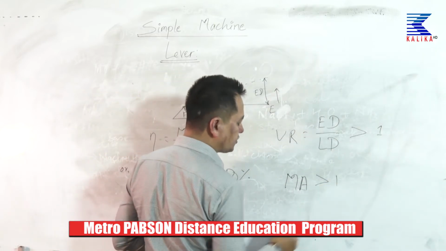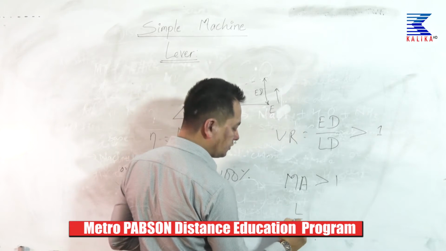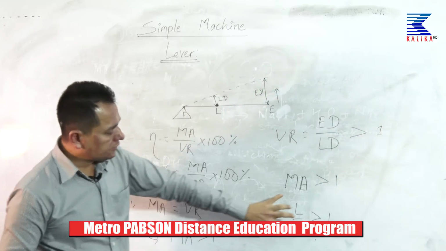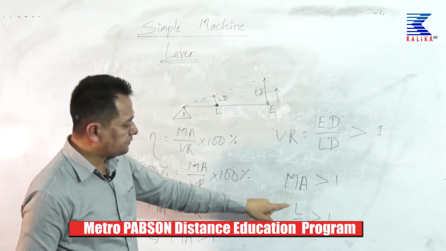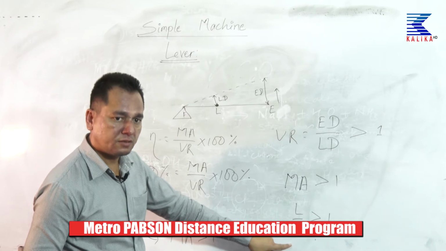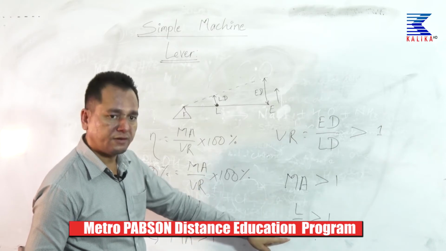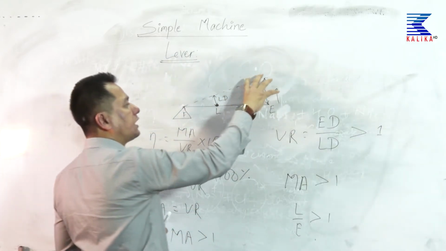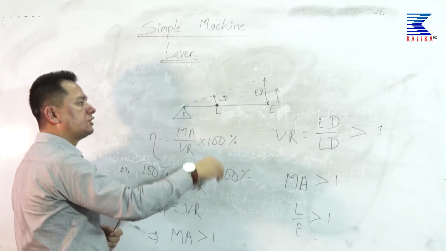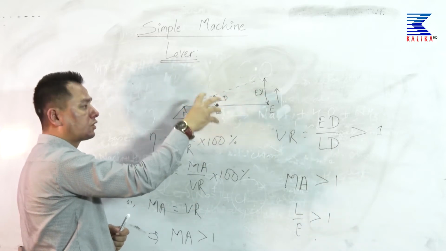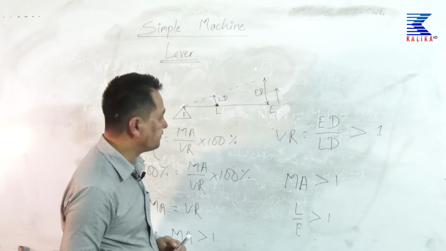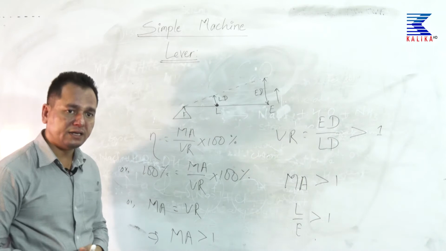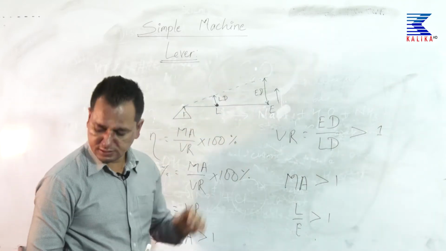MA greater than 1 means what? MA is load to effort. This fraction is greater than 1 means load is bigger than effort. So in second class lever, the effort that we apply here is always smaller than the resistance or the load that we are going to overcome. This is how second class lever always magnifies the effort applied.